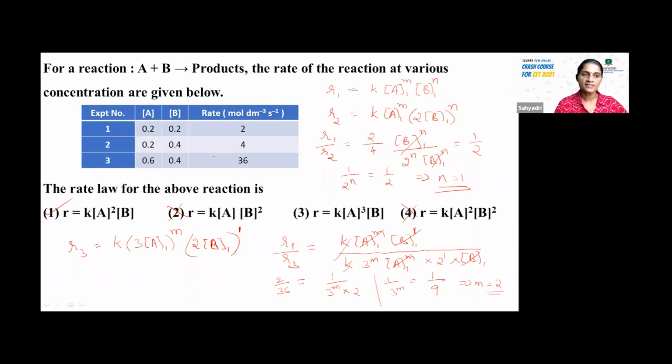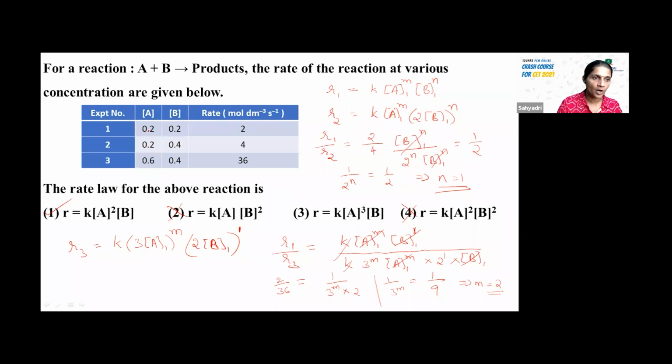If rate is increased by 4 times when you double the concentration, 2 square, so it is 4. I repeat, if the order of the reaction is 2, then the rate increases by 4 times when you double the concentration. If rate is doubled, then it is first order. Okay, next. So 0.2 to 0.4, it is doubling, means rate with respect to B is 1. Understood, right?